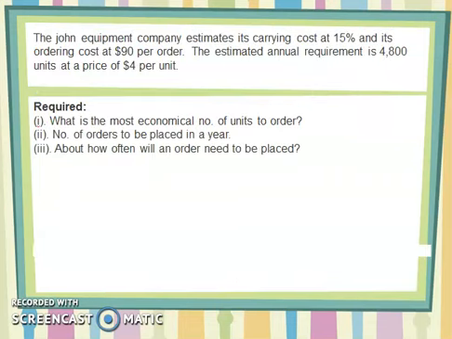So let's solve another example. The John Equipment Company estimates its carrying cost at 15% and its ordering cost at $90 per order. The estimated annual requirement is 4,800 units at a price of $4 per unit. You are required to calculate what is the most economical number of units to order, what are the number of orders to be placed in a year, and about how often will an order need to be placed. Solution is on the next slide.